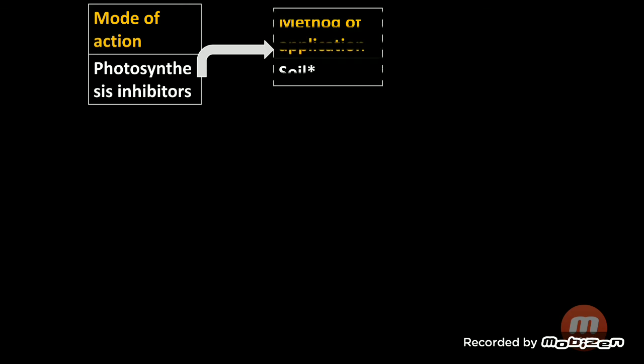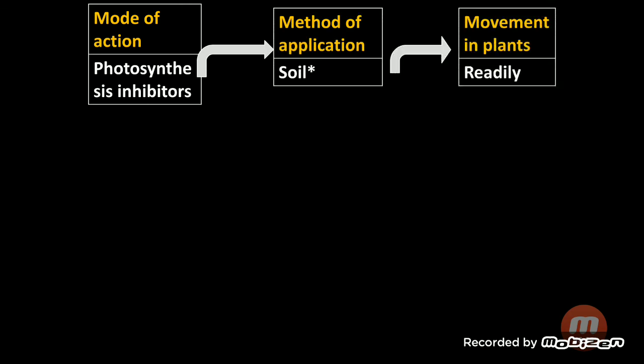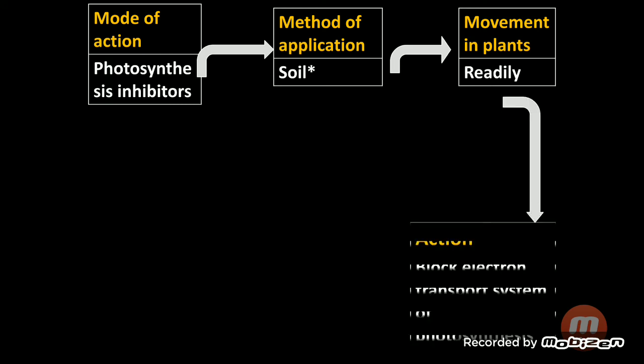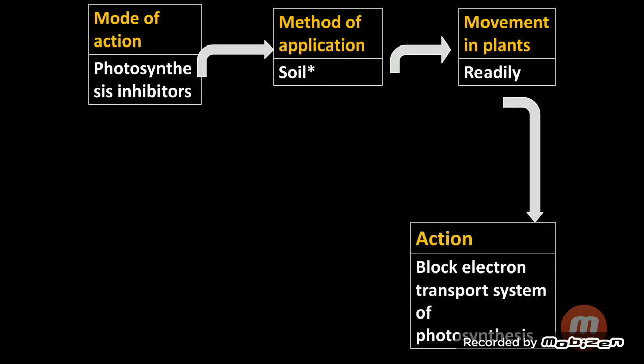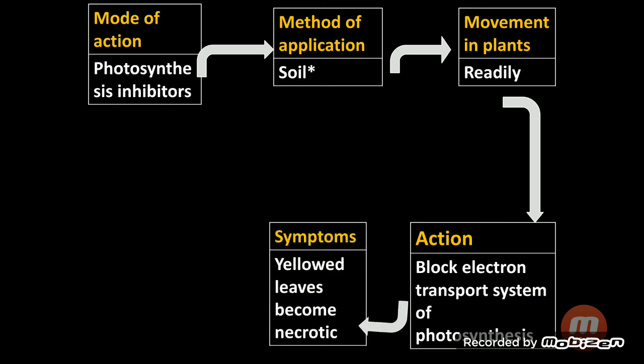Photosynthesis inhibitors are mostly soil applied, and they are readily absorbed by the plant and move inside the plant, meaning they are translocated type. They block the electron transport system of photosynthesis, that is the actual mode of action, and the plants then become yellow and then necrotic because of the lack of photosynthesis.